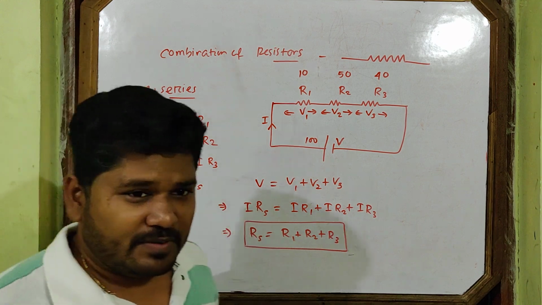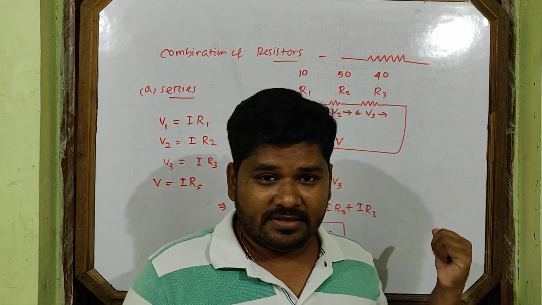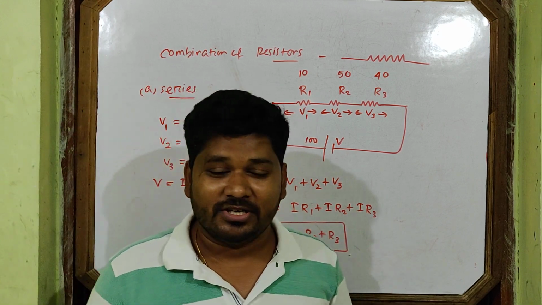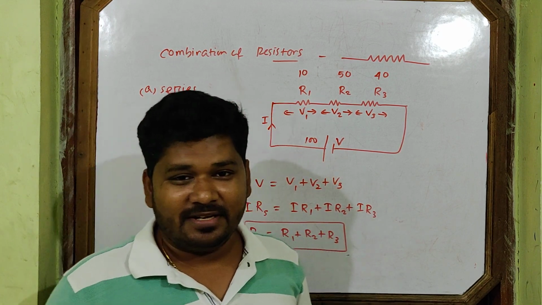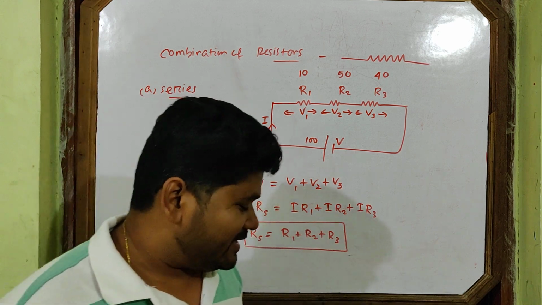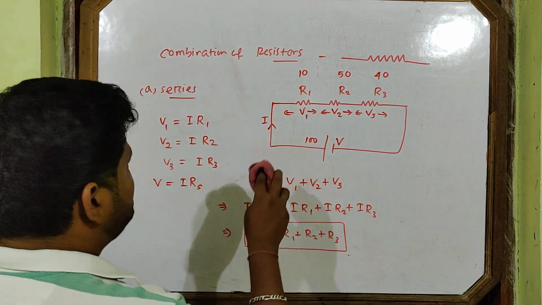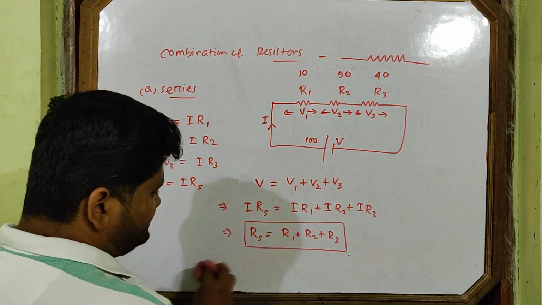It's a very simple one. I have not seen this question in the CBSE board examination in 15 years. It is a very simple question. Everybody knows this one, just like kids play. Okay, so it's a very simple one. So this is about the series combination of resistors formula.